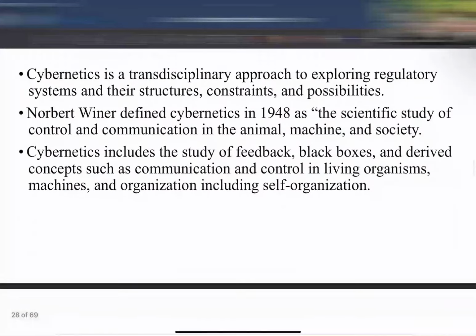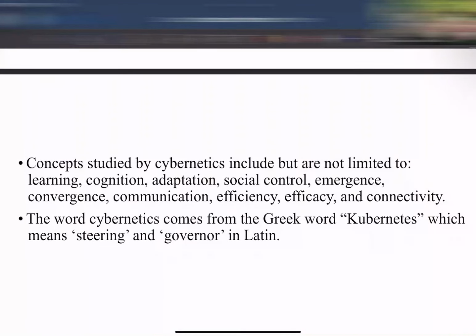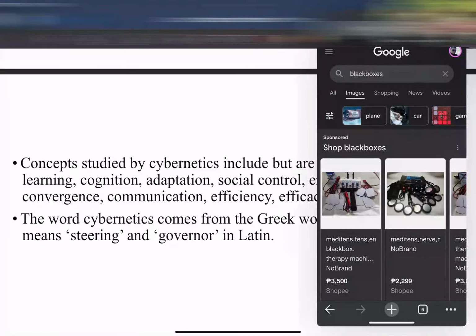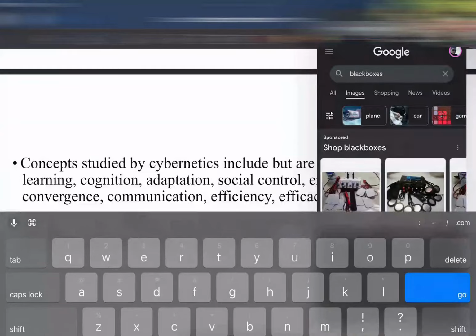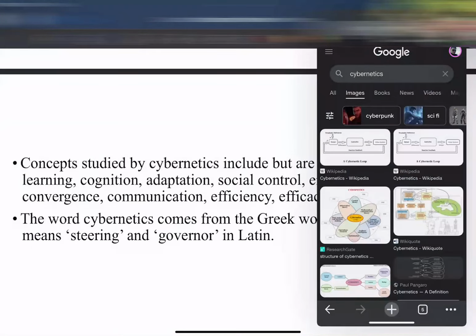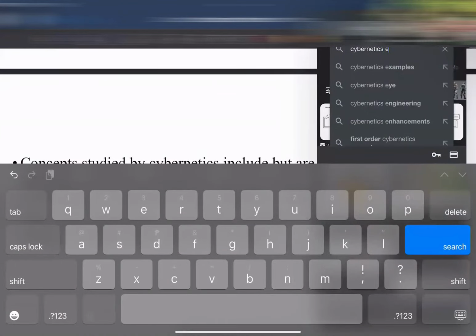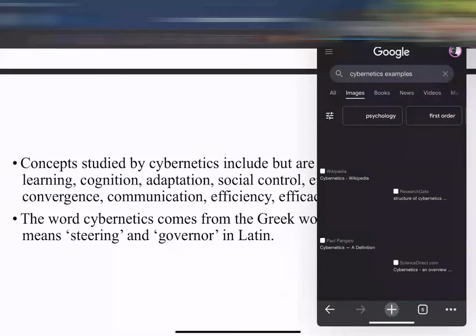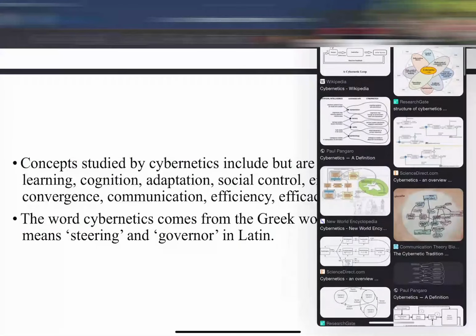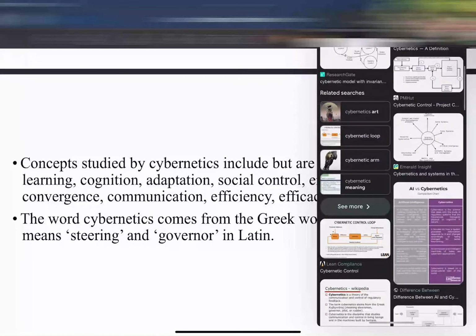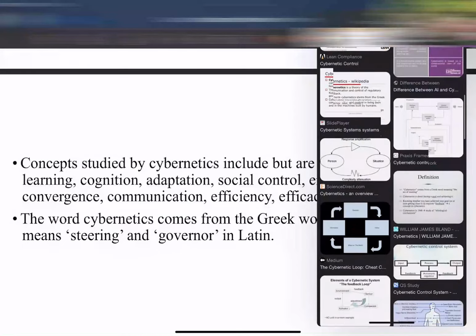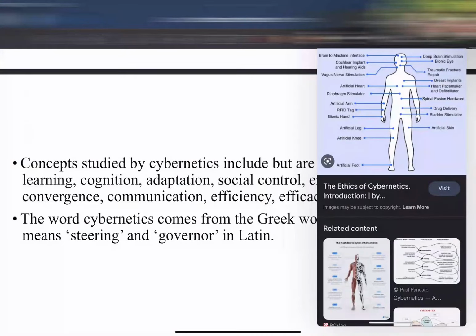So class, concepts studied by cybernetics would include learning, cognition, adaptation, social control, emergence, convergence, communication, efficiency, efficacy, and connectivity. When we talk about cybernetics, it's from the Greek word Kubernetes, which would mean steering, steering governor. Let me pick up some examples for you para mas maintindihan yung cybernetics. There are a lot actually of cybernetics. In our case, example po natin ng mga cybernetics would include machines that would specifically stimulate a part of a body. That's one example of your cybernetics.